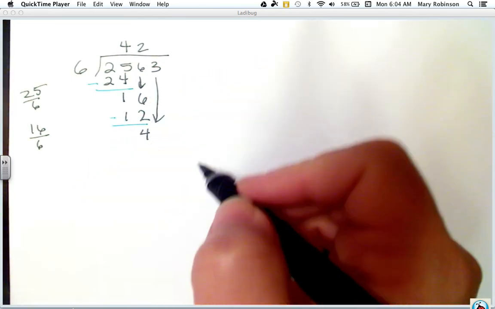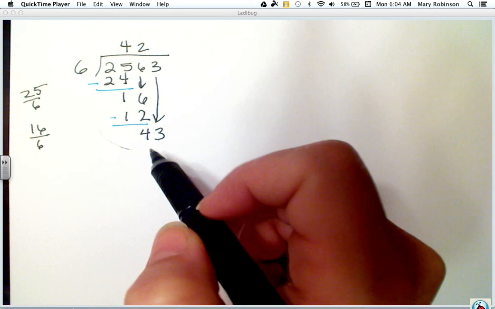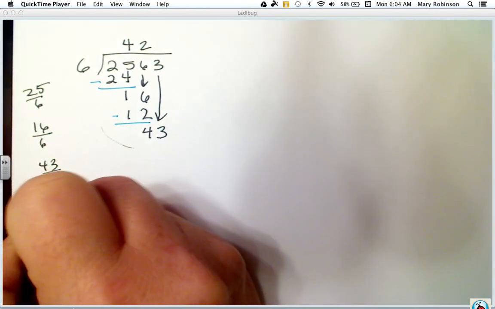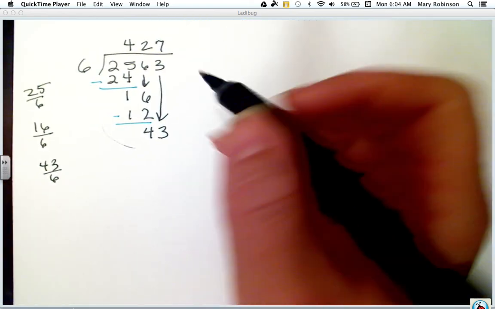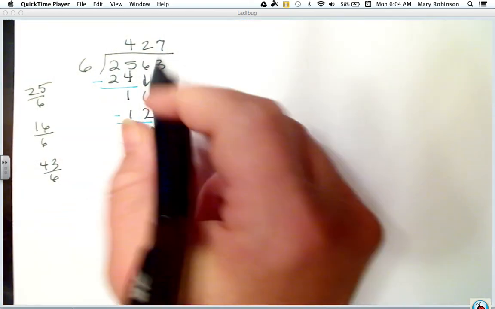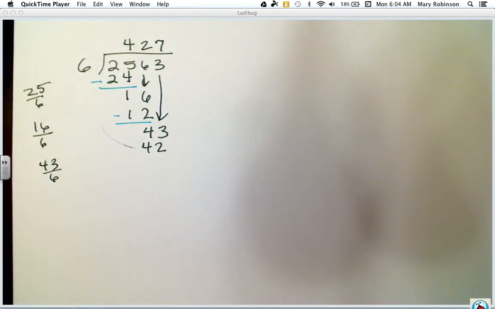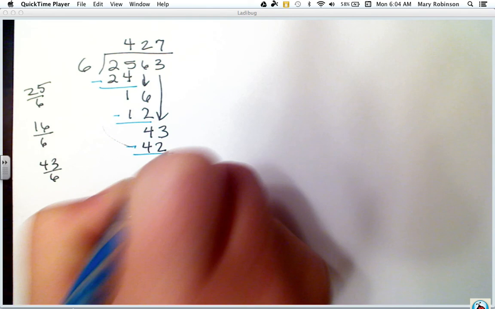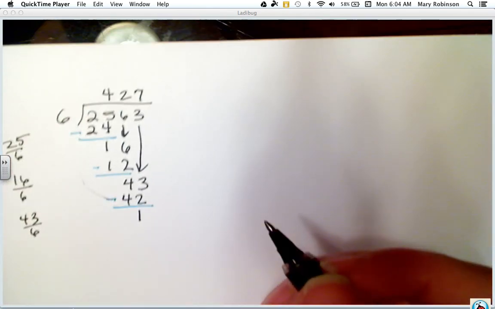And lastly, we bring down our 3 and divide 6 into 43. 43 divided by 6, we know will go in 7 times because 6 times 7 is 42. So we multiply 7 times 6, write that as 42, and then we subtract. And you can see here we are going to have a remainder of 1.